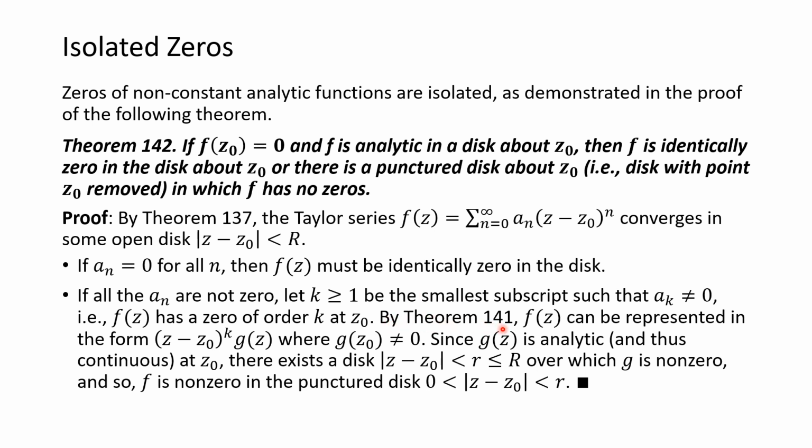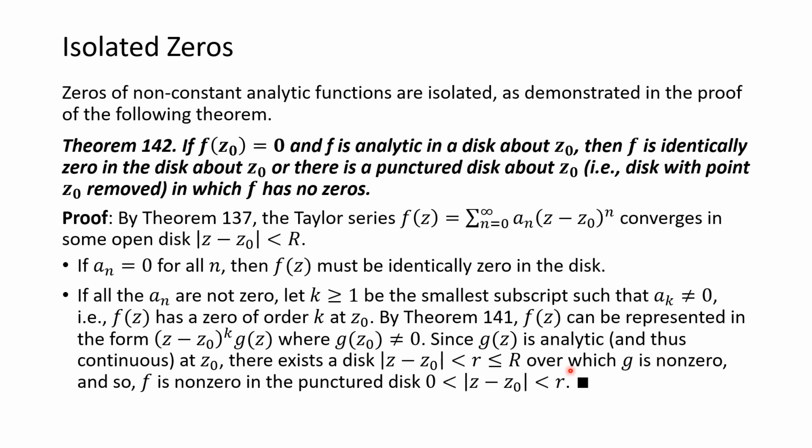So by theorem 141, that was from the previous slide, f of z can be represented in this form, z minus z sub 0 to the k power times g of z, where g evaluated at z sub 0 does not equal 0. Then also by theorem 141, g of z is analytic and thus also continuous at z sub 0. So by the continuity, there's some disk about z sub 0 less than some radius r over which g is non-zero.